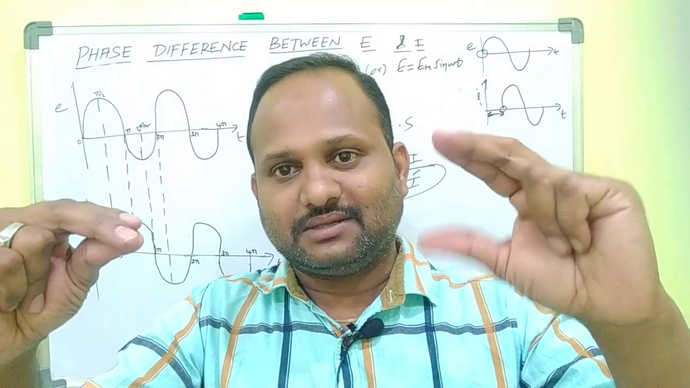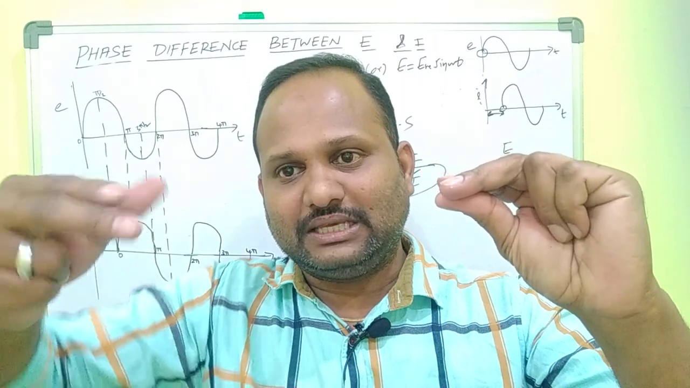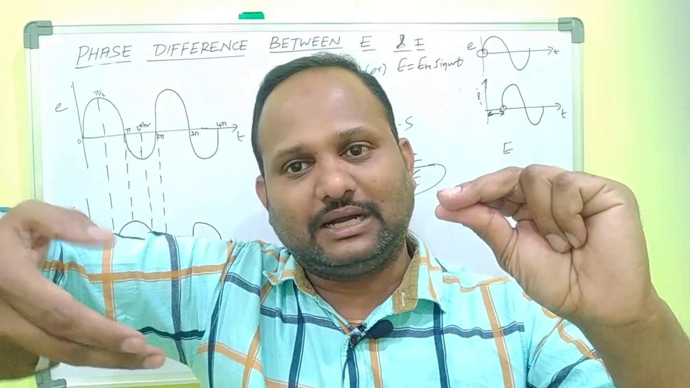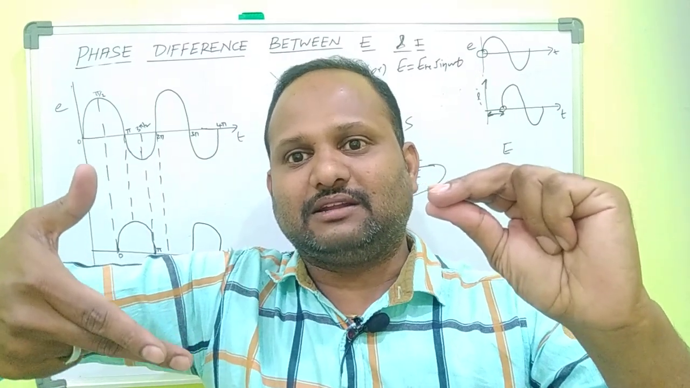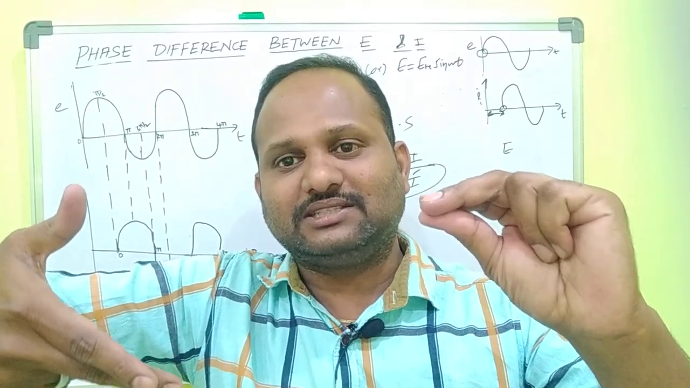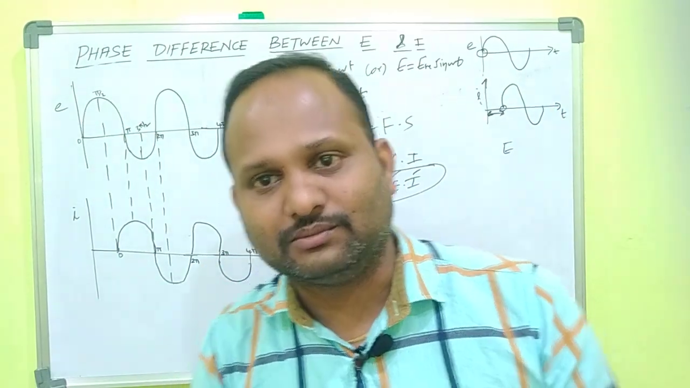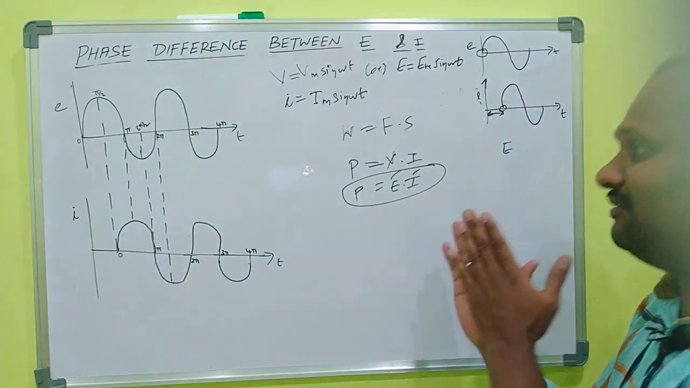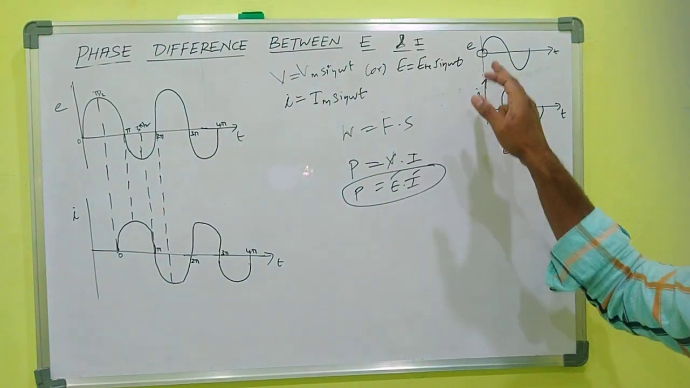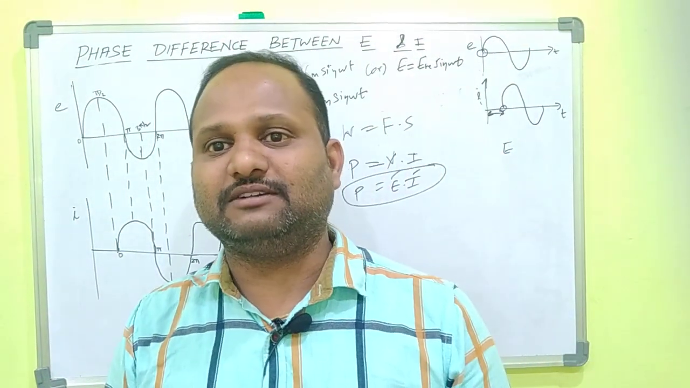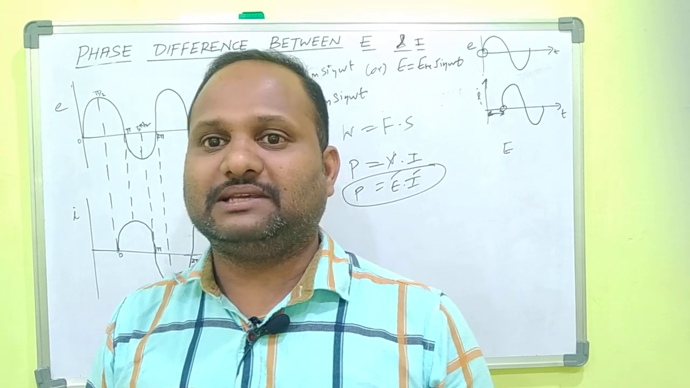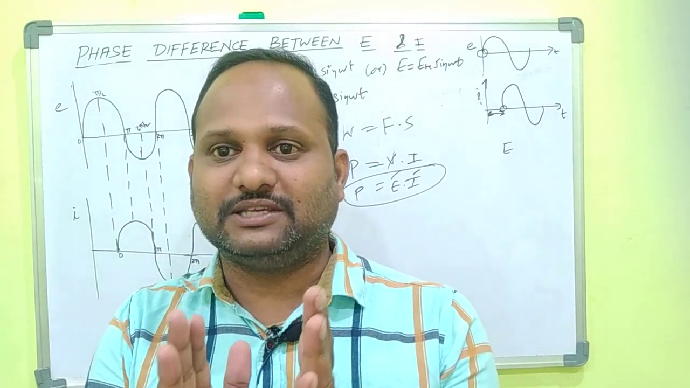Once again, the current is 0 and EMF becomes negative maximum. Whatever it may be, the product of anything with 0 is 0. So the power is 0. So there is no power in the circuit because of the phase difference between the current and the EMF. This phase difference plays a vital role.